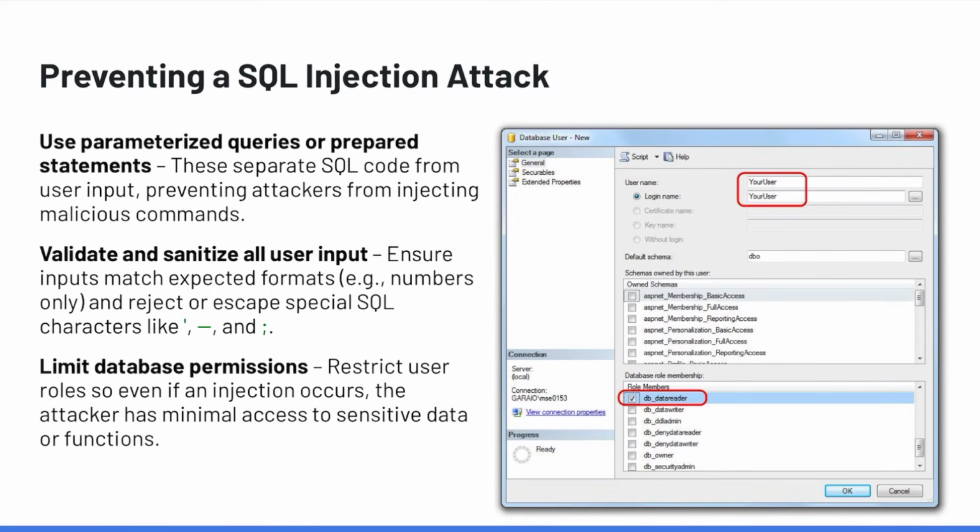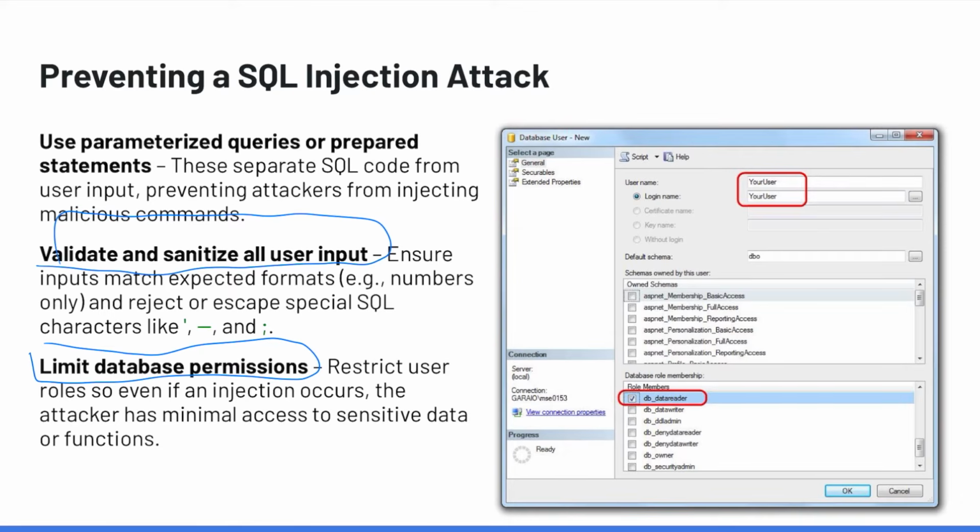Now, there are some ways to prevent SQL injection attacks. We already talked about validating data and perhaps sanitizing all user input, so basically disallowing the user to input any symbols that might correspond to SQL. We can also limit database permissions so that there are only certain contexts in which the database can be accessed.